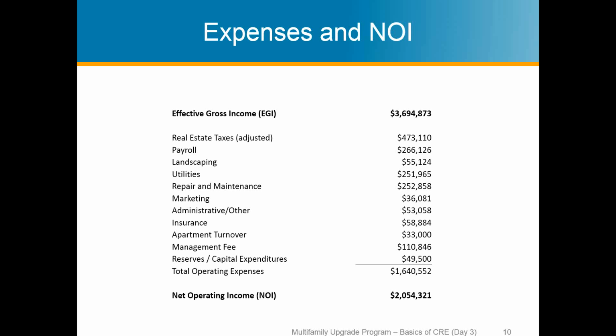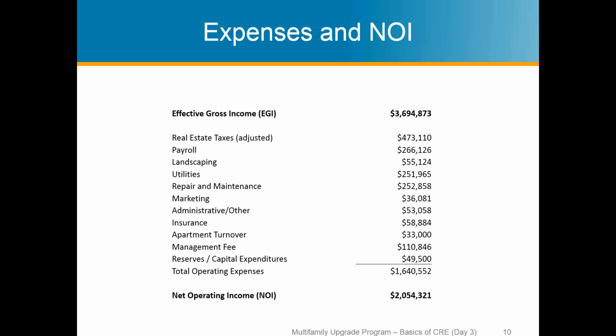There's apartment turnover fees. When an apartment is vacated, generally property managers will paint and carpet and clean the units. There's a management fee for a third party. So property managers generally charge 3% of your revenue for their fees. Any capital reserves and for any capital expenditures or anything in the future that may break. So in this particular example, we have about $1.6 million in expenses.